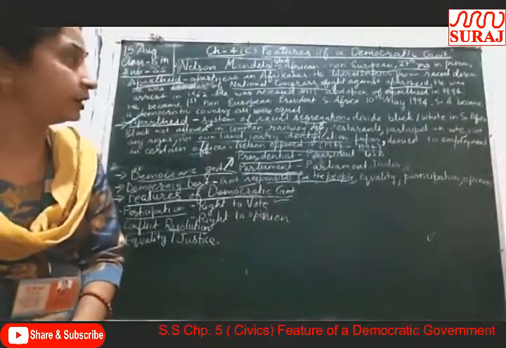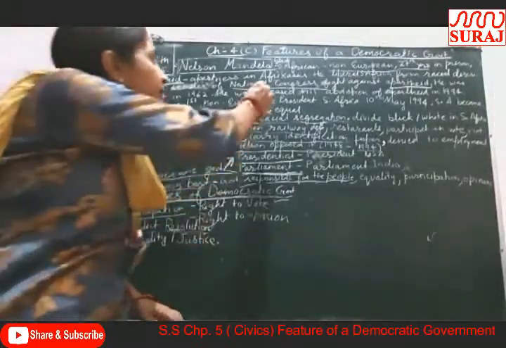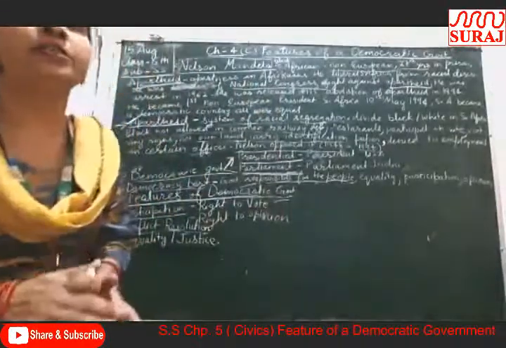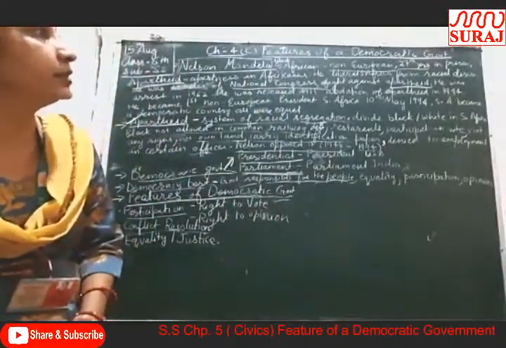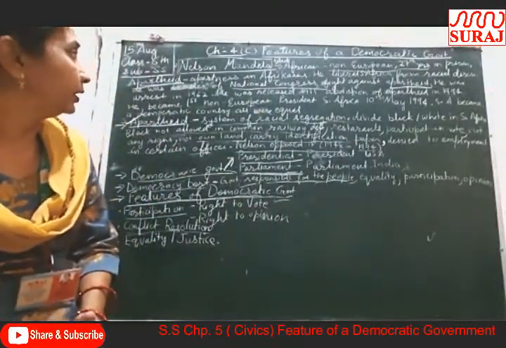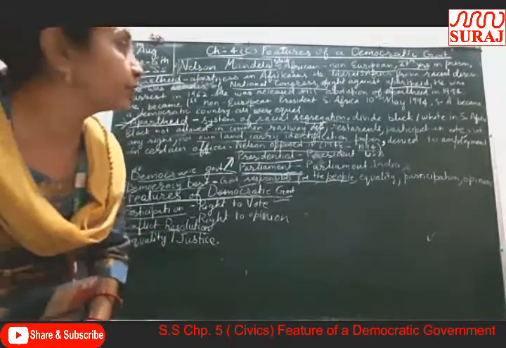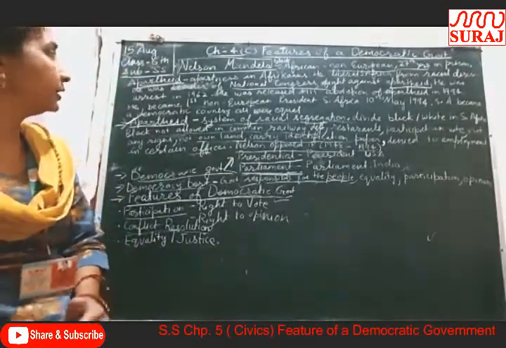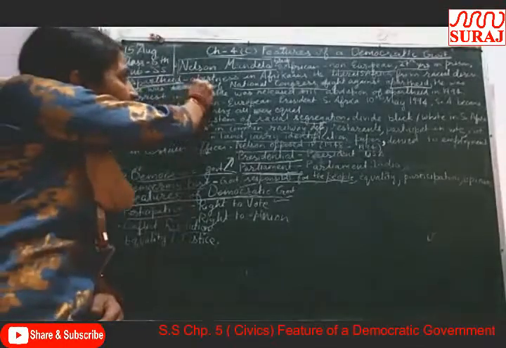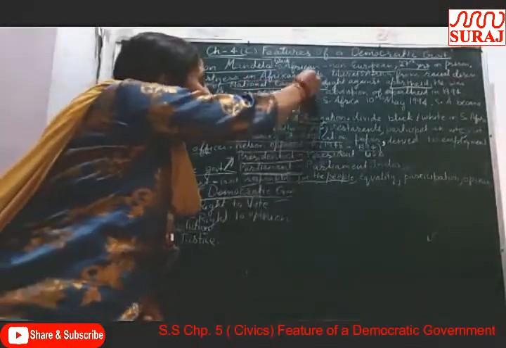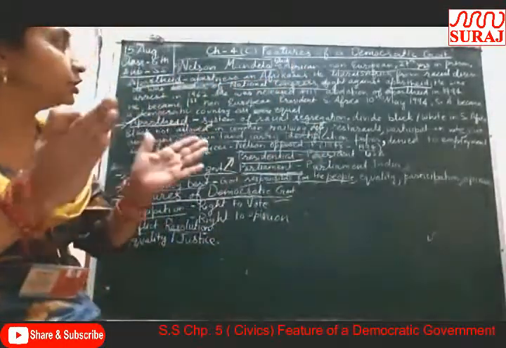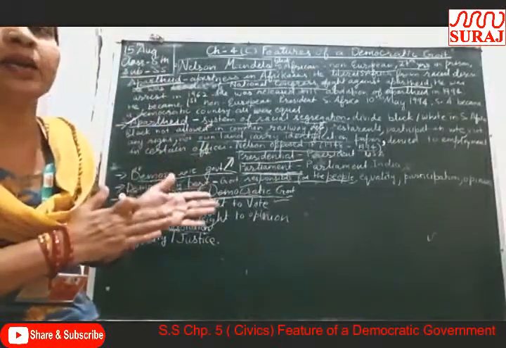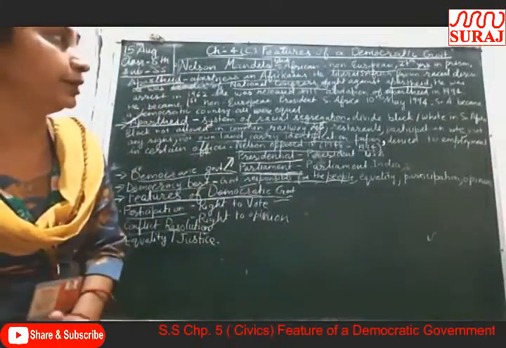What is the meaning of apartheid? Apartheid was the system against black Africans in South Africa. Discrimination on the basis of race is known as apartheid. The meaning of apartheid is apartness, which means differentiation between black and white Africans.